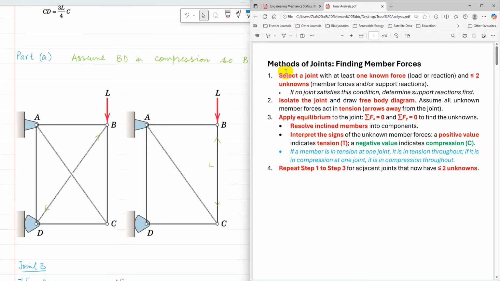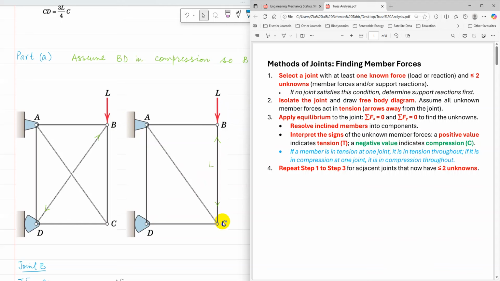So once all three steps are done, step 4 is to repeat steps 1 to 3 for adjacent joints that now have two or fewer unknowns. From B, I can go to joint A, but joint A has three member forces and two reactions there, so I cannot go to joint A. The other adjacent joint is joint C.